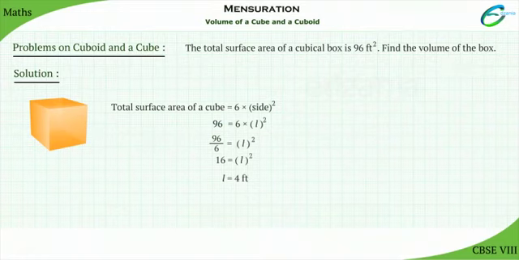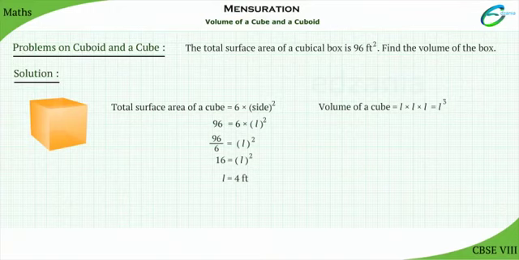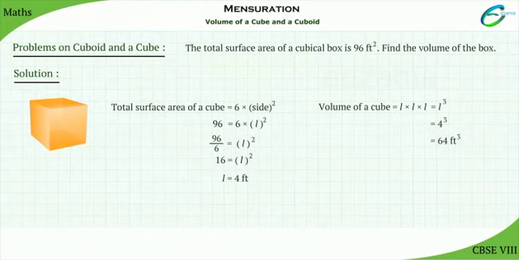The volume of a cube is the cube of its length. Now that we know the length, we can substitute the value of length to find the volume of the cubical box. Thus, the volume of the given cubical box is 64 feet cube.